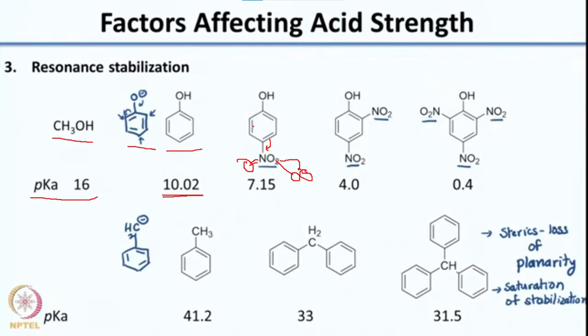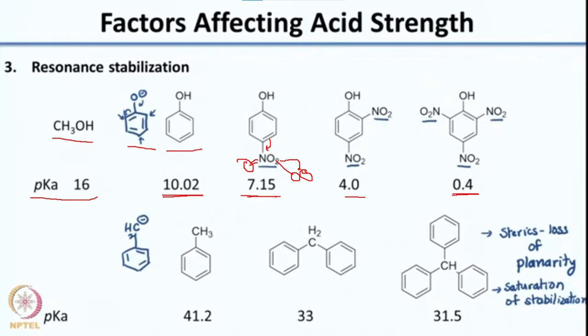So because the resonance stabilization will increase here, the pK value will also decrease. Because the pK value decreases, it is more acidic compared to this one. Now adding another nitro group on the ring, we will again observe an increase in acidity by decreasing the pK value.